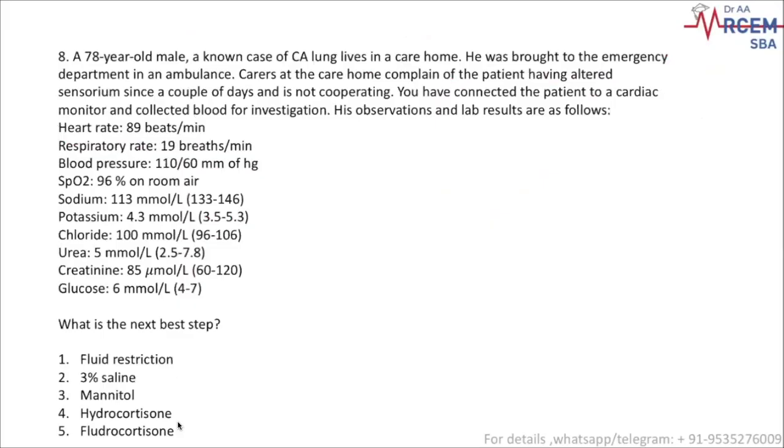A 78 years old male, unknown case of CA lung, is brought to the ED in an ambulance. The carer says that he has had an altered sensorium since a couple of days. You have connected the patient to a cardiac monitor and collected the bloods for investigations. His observations and labs are as follows. One abnormality very striking is the sodium value, which is on the very much lower side. The rest of them are grossly normal. What is the next best step?